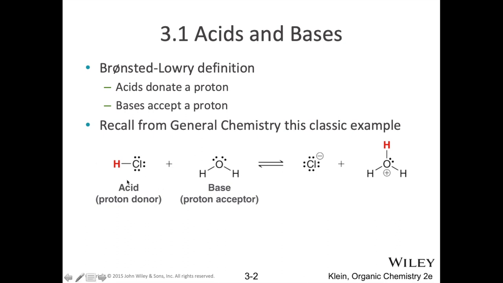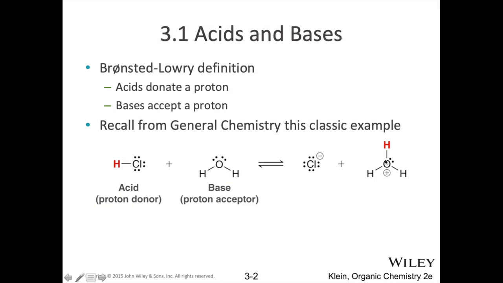So let's look at the example here. Over here we have HCl, hydrogen chloride, and we have water. Now if we look on the product side, we see that the HCl lost its H plus to form a chloride ion. Likewise, the water accepted that proton to become hydronium. So in this example, your hydrogen chloride is acting as an acid. It's donating its H plus to your water molecule. The water molecule in this scenario is acting as a base. It's accepting that proton in order to form hydronium.